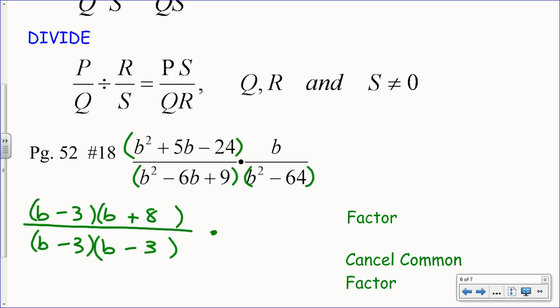Nothing I can cancel or factor with the b on top of the second one. How does b squared minus 64 factor? Difference of squares, so that's what? b plus 8, b minus 8.